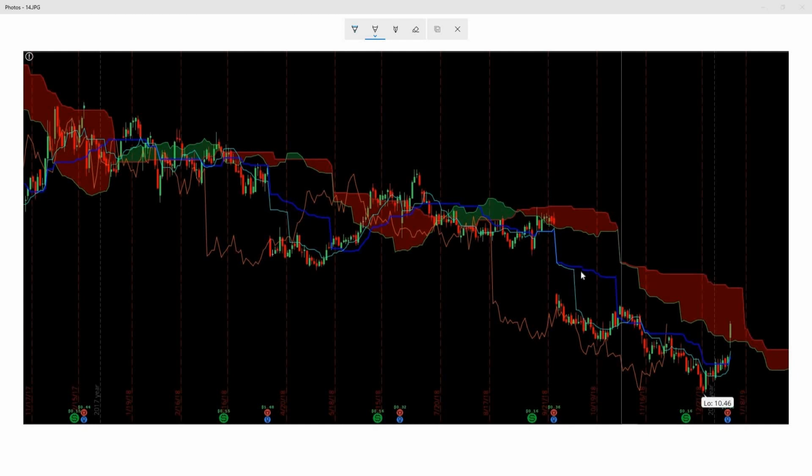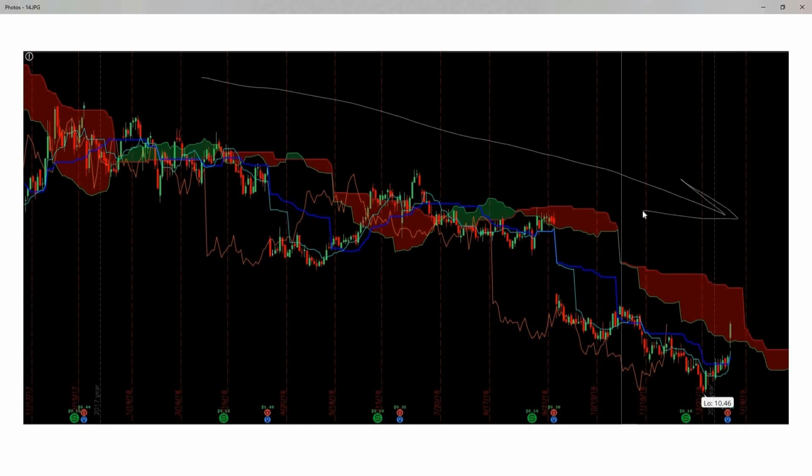All right, and here's another example. So if you look at the big picture, what is it that you're seeing? Well, the bias is to the downside. That's just right off the bat, it tells you that there's no bullish tendency for this trade at all. So anything that you try to go long on this stock is going to be very short-lived. It's going to be very short. It's not going to make it too far.